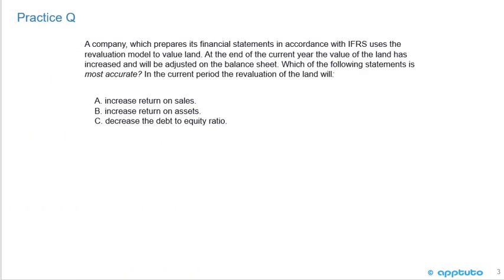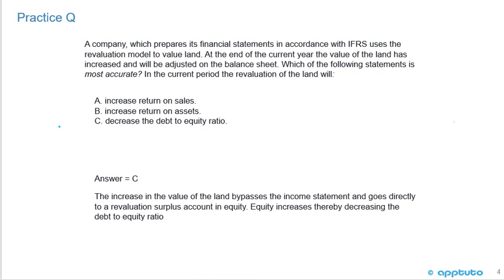A company which prepares its financial statements in accordance with IFRS uses the revaluation model to value land. At the end of the current year, the value of the land has increased and will be adjusted on the balance sheet. Which of the following statements is most accurate? In the current period, the revaluation of land will A, increase return on sales, B, increase return on assets, or C, decrease the debt to equity ratio. Okay, good little practice question. The correct answer is C.